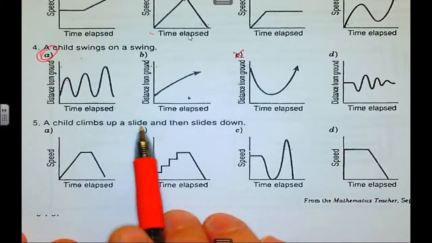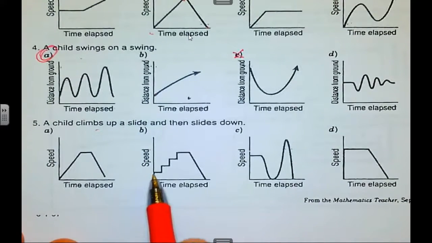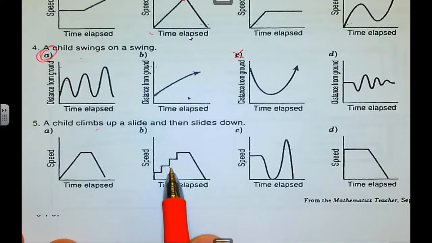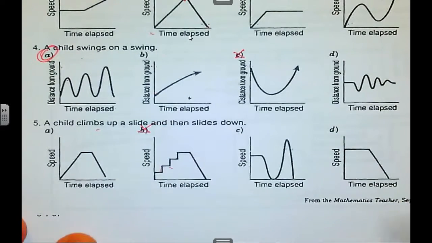Child climbs up a slide and then slides down. It's got to be A because it looks like a slide, right? No, I said B. B? Yeah. So he climbs up a slide. So he climbs, stops, then all of a sudden gets up, stop, climbs. Nope, can't be B. So A because it looks like a slide?